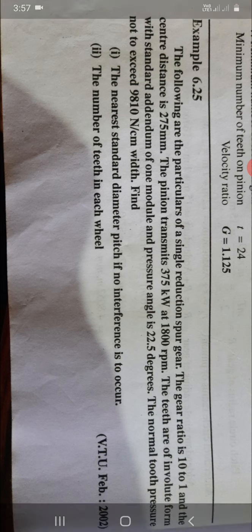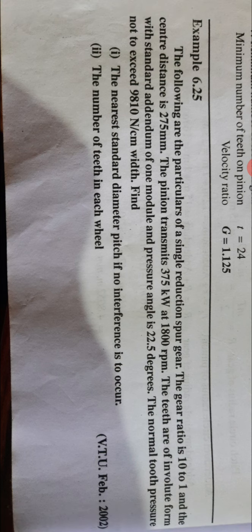The teeth are of involute form, with standard addendum of one module and pressure angle 22.5 degrees. The normal tooth pressure is not to exceed 9810 Newton per centimeter width. Find the nearest center distance, diameter of pitch circle if no interference is to occur, and the number of teeth in each wheel.